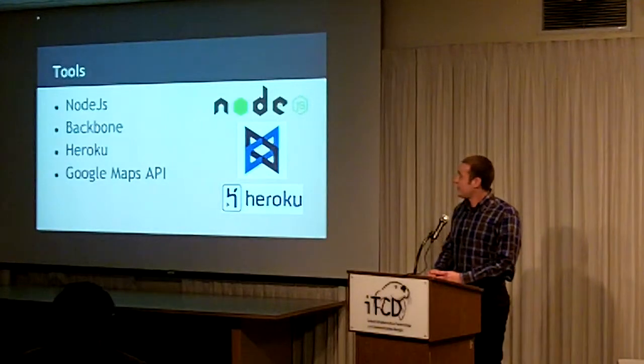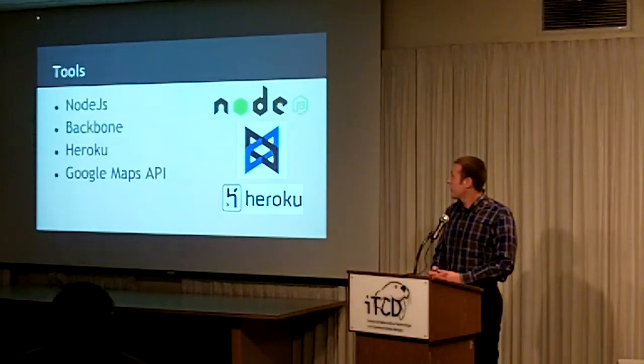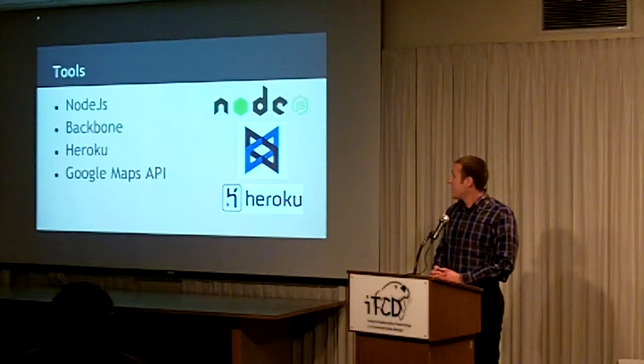The software that I used to create Harvest Access is Node.js and Backbone, which basically serve pages to the user, and they also do all the rendering for you. I hosted it on Heroku, which, like I said, is a free web hosting service. And I used the Google Maps API to show all the markets on maps.